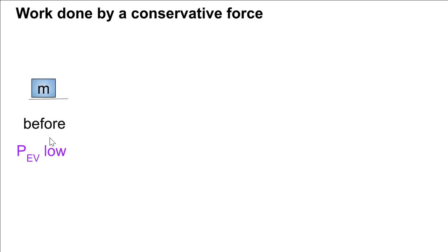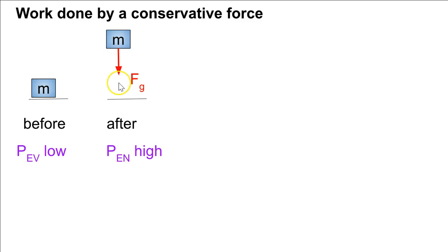Okay, let's have a look at the work done by a conservative force. We're looking at gravitational force, for instance. Now, if I have a mass that is sitting on the ground, its potential energy before this action is quite low. And if I pick up this block over this distance, then its potential energy increases. The force that is acting on this object is going down, that is gravitational force, and the direction that I'm moving in order to get that potential energy is going to be in the opposite direction.